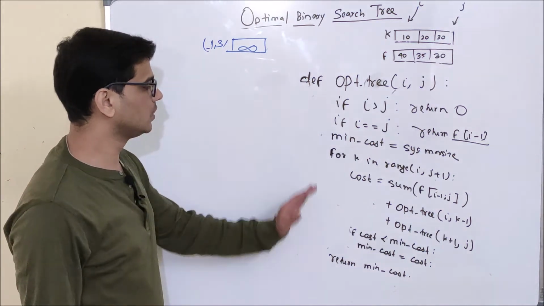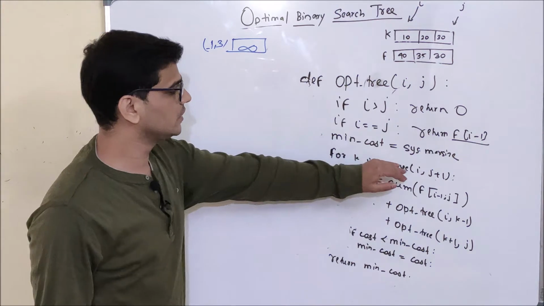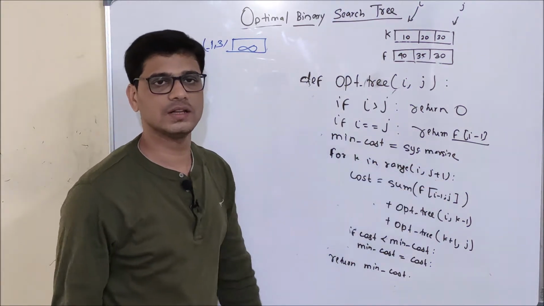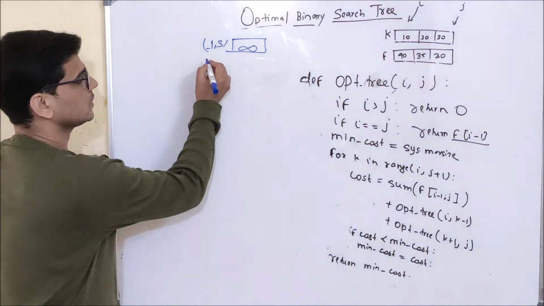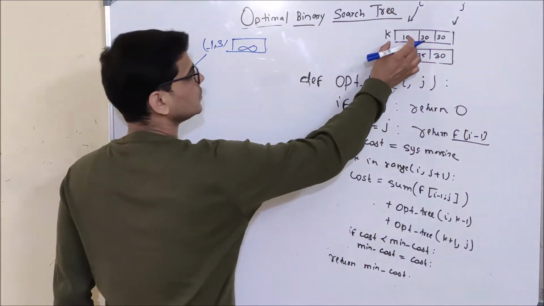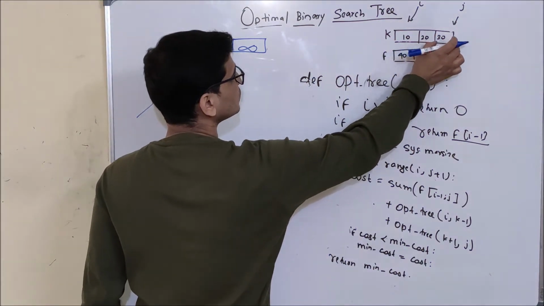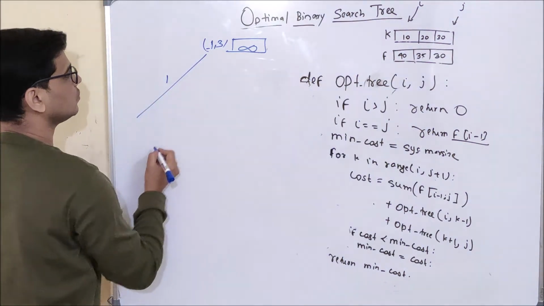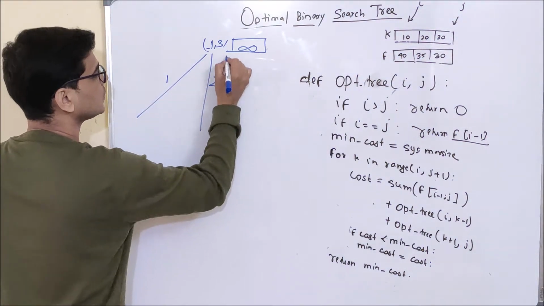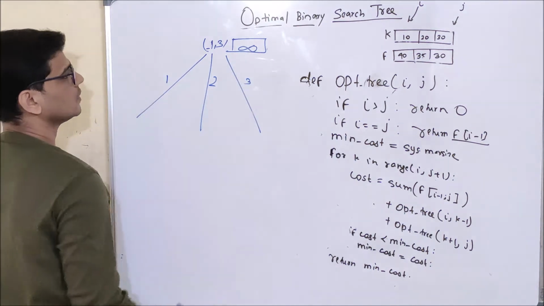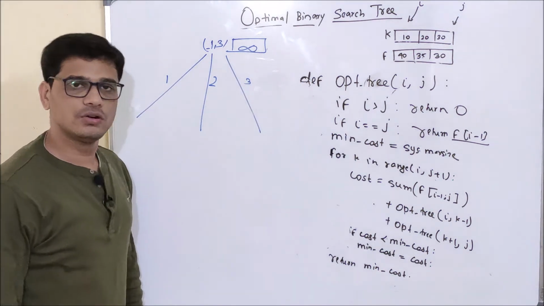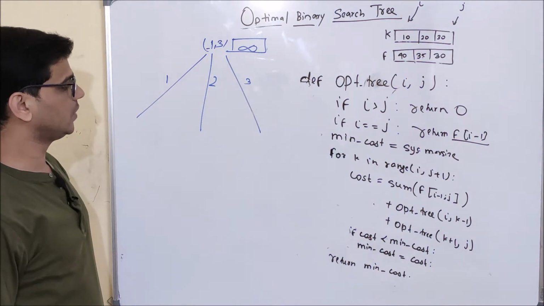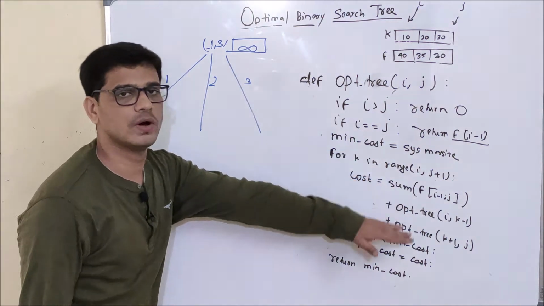After that, what will it do? It will run for k in range 1 to 3 plus 1. That is, it will run for k equal to 1, 2 and 3. That is, first it will make this root, then this, then this. k equal to 1, k equal to 2, k equal to 3. So here 10 will be made root. So let's see what will happen when it runs for k equal to 1.